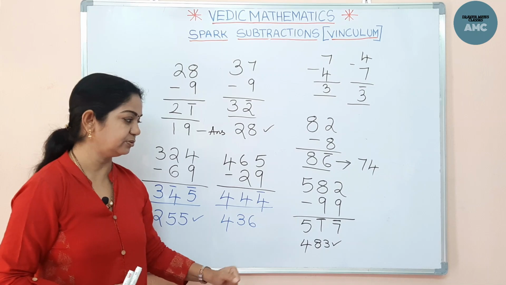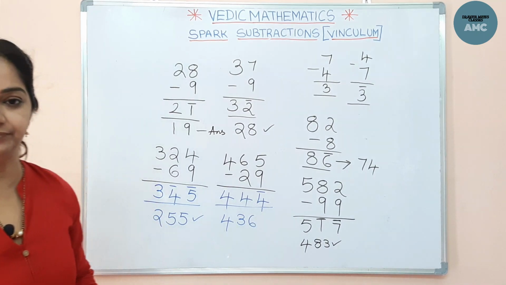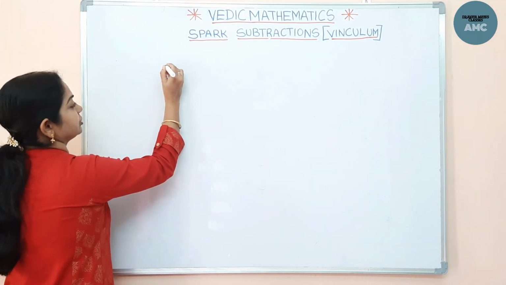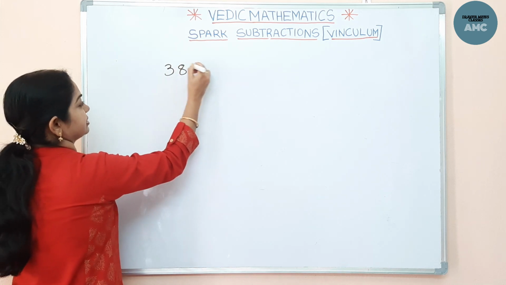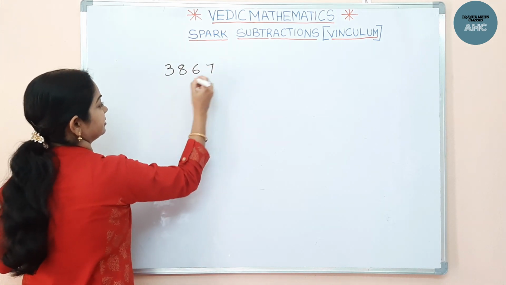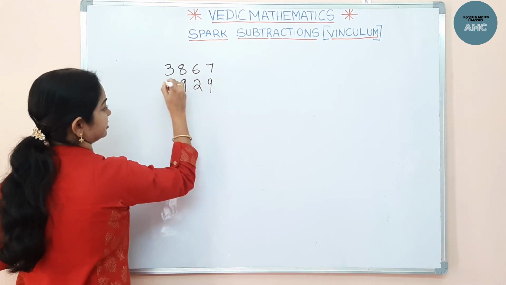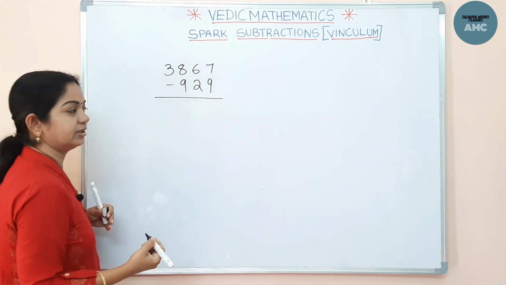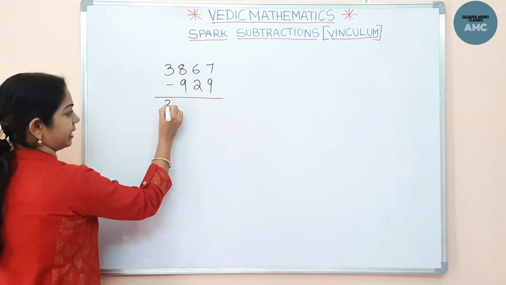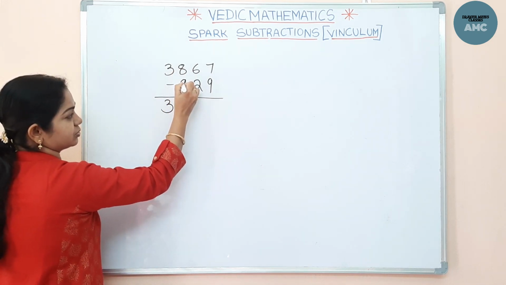Now I'll be doing the next 4-digit number. Take a 4-digit number. So that is 3867929, suppose. Okay. Now let's start from left to right. Now 3 as it is. Now this is not possible, so reverse.